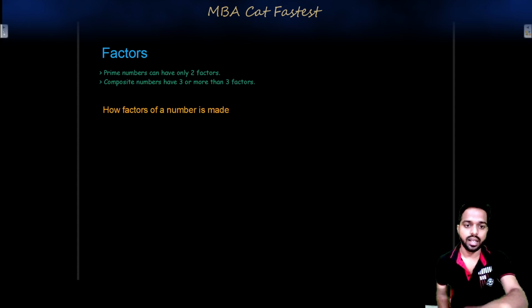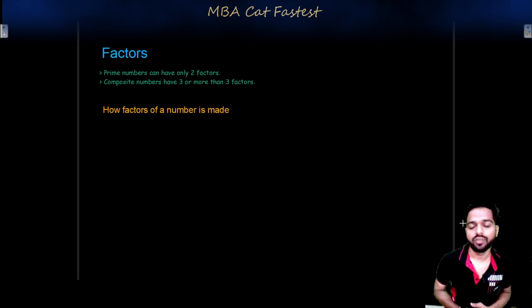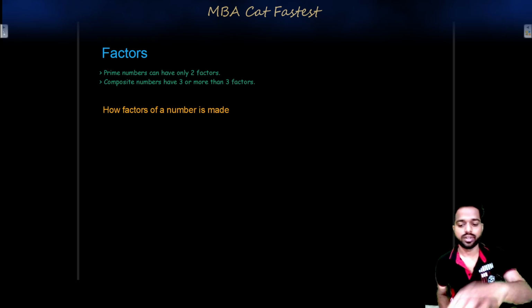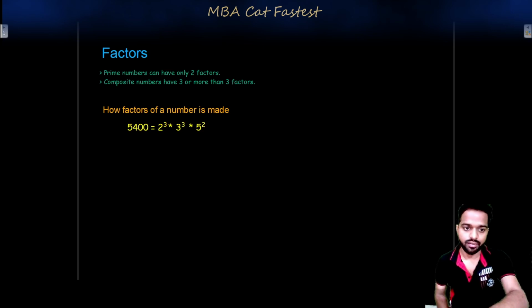Now, how are the factors of a number made? Like any color can be made up of RGB, red, green, and blue as its constituents, any number can be made up of prime numbers or powers of primes as its constituents. For instance, let's take 5400. It has the prime numbers 2, 3, 5 raised to some power.